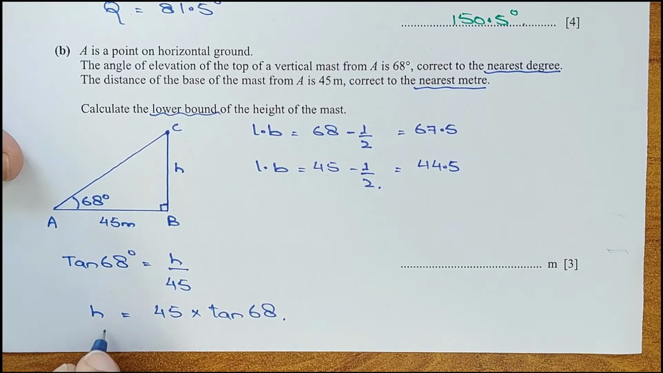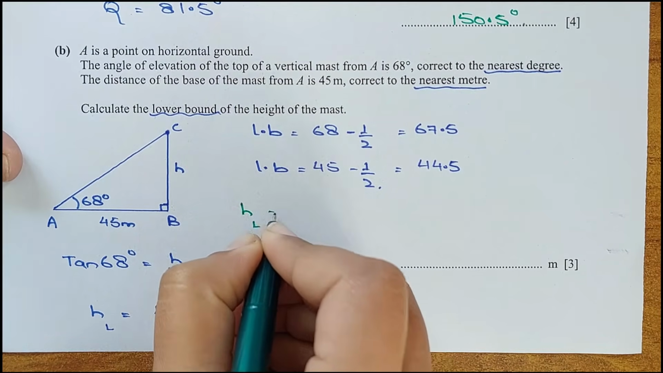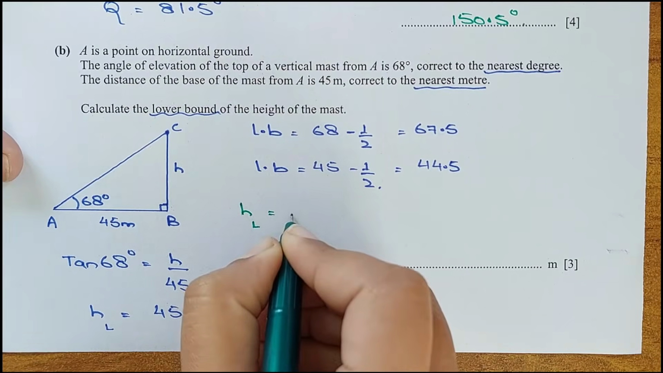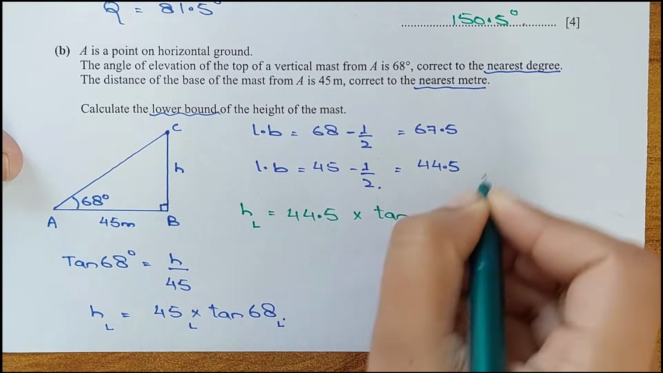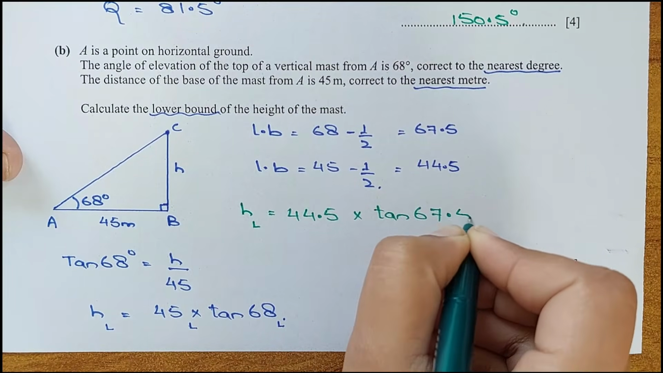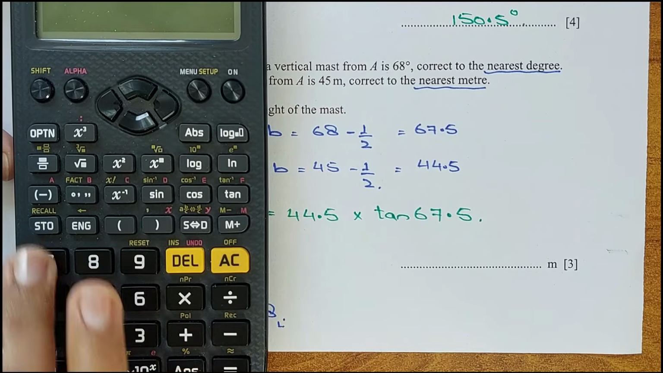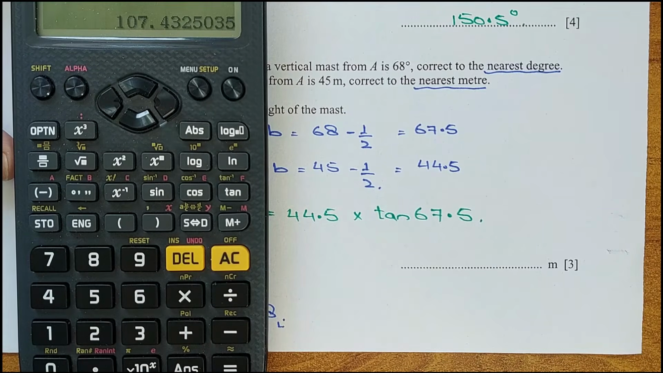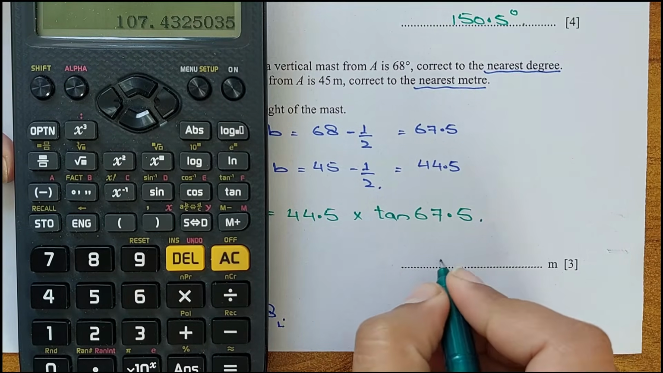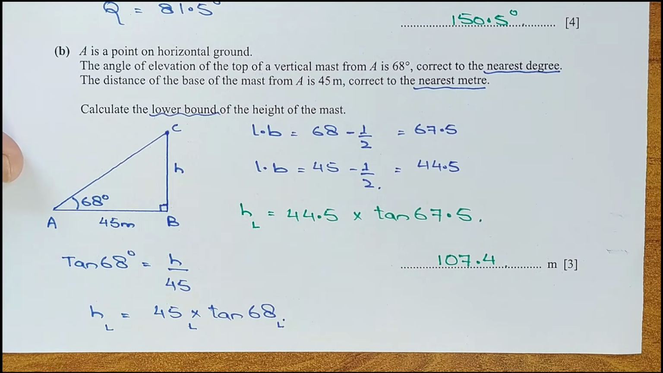Okay, so this lower bound and this lower bound we have to use. So we need to find the lower bound of height, which is the lower bound for the distance, 44.5, times tangent of the lower bound of the angle, 67.5. Let me find this. Tangent of 67.5 times 44.5. This is 107.4 meters, up to 1 decimal place, the height of the mast.